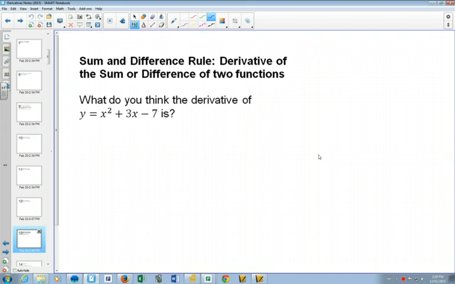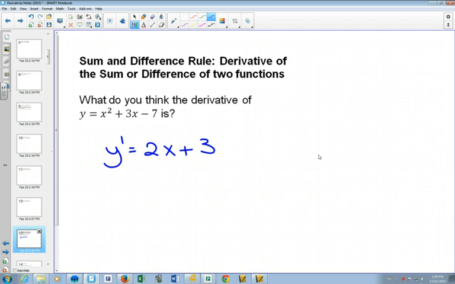It just so happens that the derivative of this whole thing is exactly that. Take the derivative of each individual thing, and you have the derivative of the whole thing.